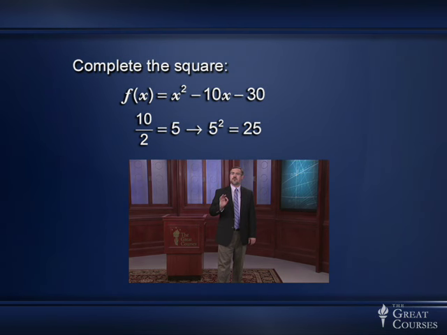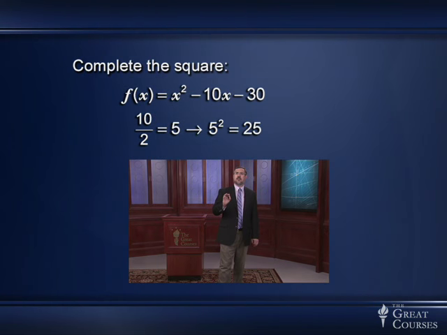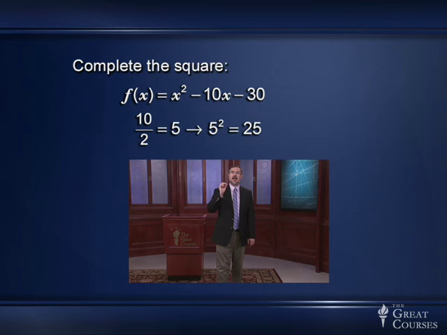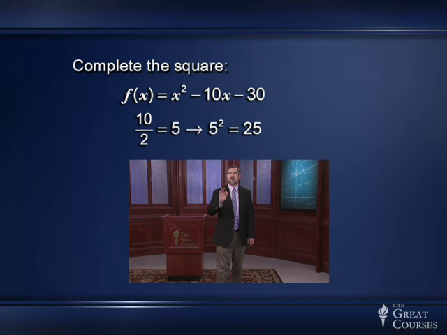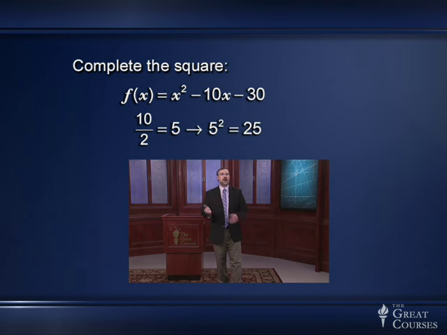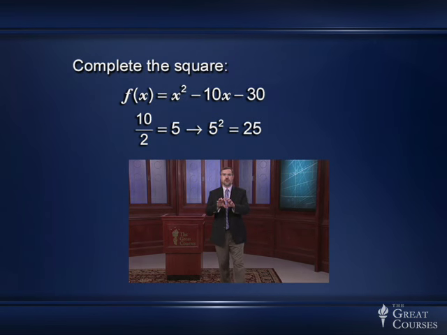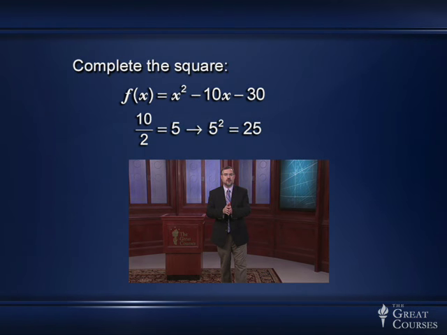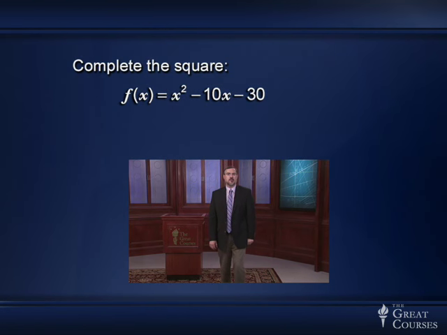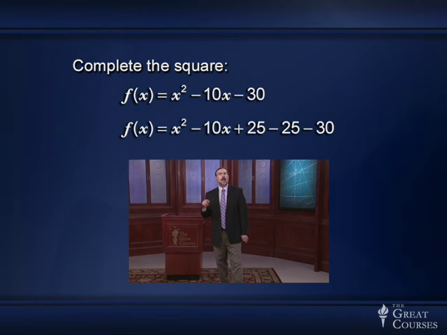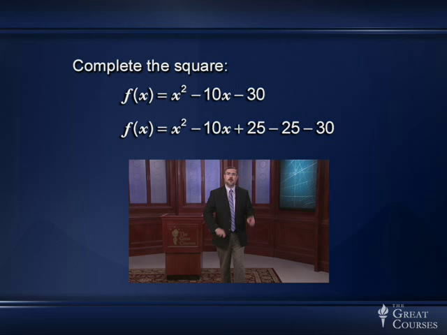And 10 divided by 2 is 5. 5 squared is 25. And that means this. In order to complete the square here, I need to add 25 to the x squared minus 10x. But of course, if I add 25, I need to also subtract 25 so that the overall impact is just 0. And so my original expression becomes the following. x squared minus 10x minus 30 is the same as x squared minus 10x plus 25 minus 25 minus 30.